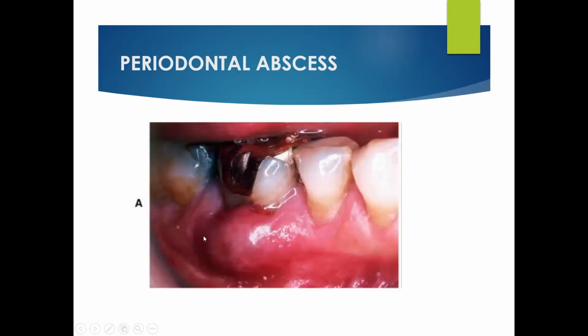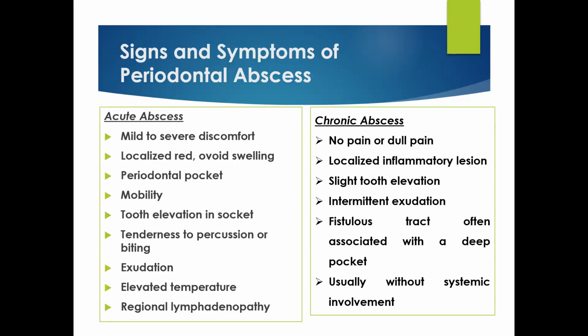So this is how an abscess looks, which is a collected area having pus, and it shows signs of inflammation and enlargement. If it is an acute abscess, the patient will have discomfort, localized swelling, pocket mobility, the tooth is elevated in its socket, tenderness to percussion, exudation, elevated temperature, and regional lymphadenopathy.